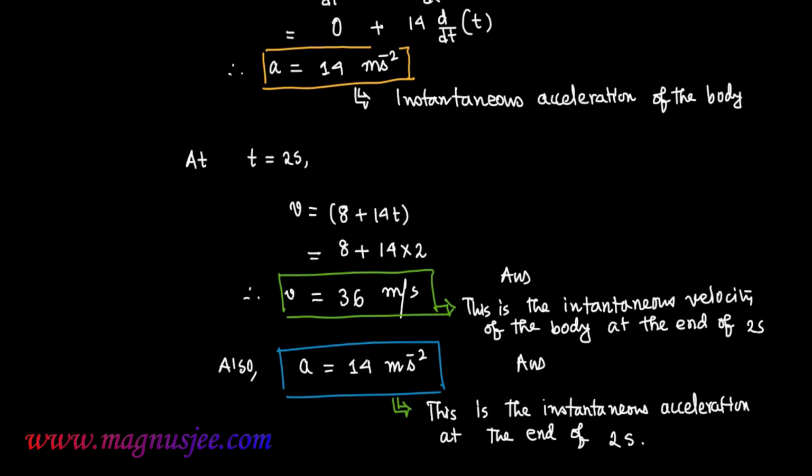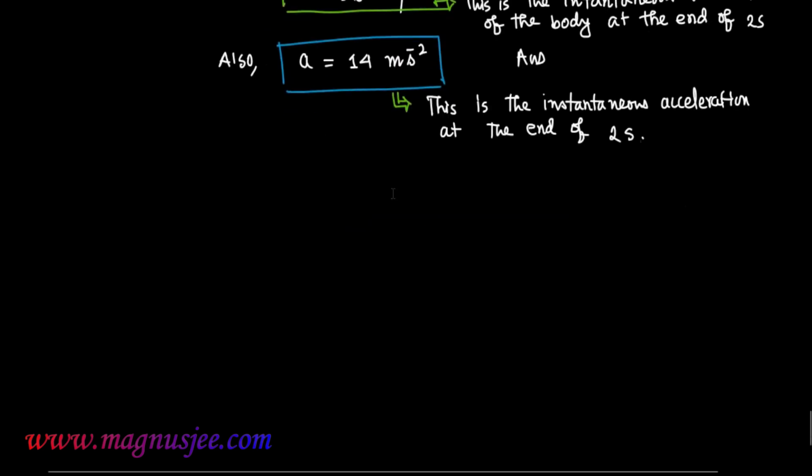Now numerical number 4. Last numerical of the day is numerical number 4. The solutions of the remaining numericals you will get from the YouTube file. That is now numerical number 4.